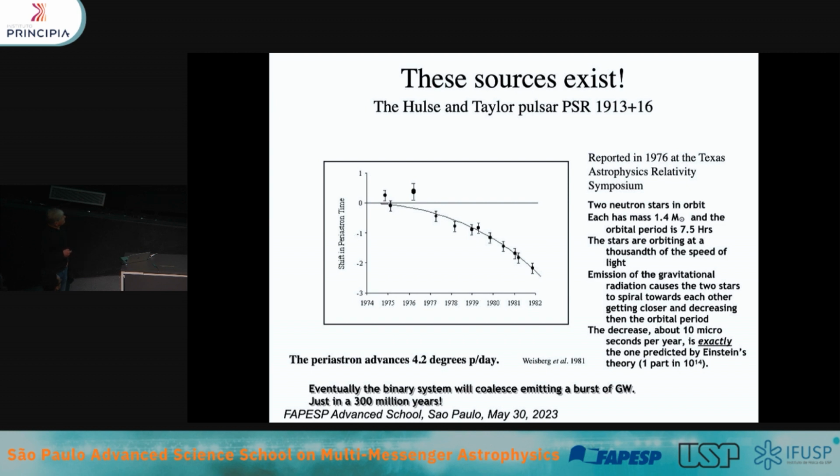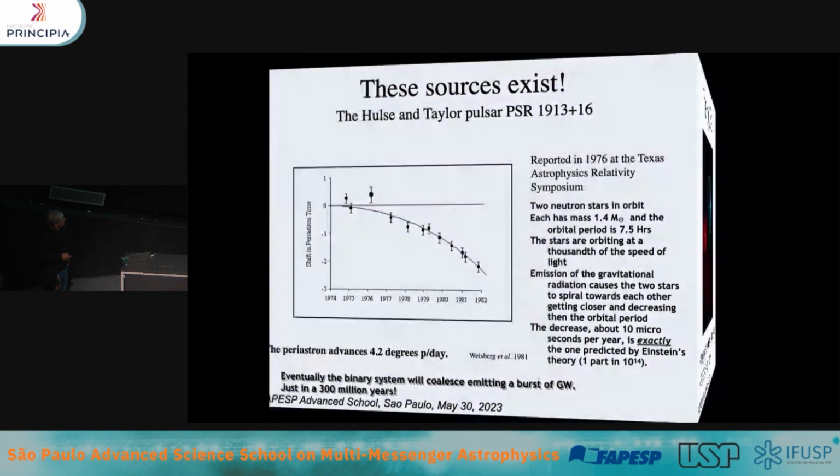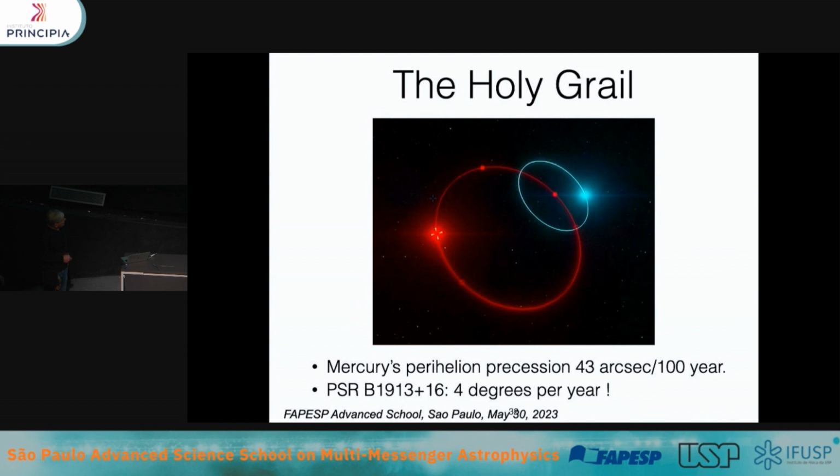And so probably many of you already know the characteristics of it. The periastron advances 4.2 degrees per year. And so the system is losing energy in the form of gravitational waves. The only theory that could explain it at the time was general relativity, and it will coalesce in 300 million years. And what is interesting is comparing the 4 degrees per year with Mercury's perihelion precession, that is 43 arcseconds per 100 years. So look at the several orders of magnitude difference. So it was a really, truly relativistic system.